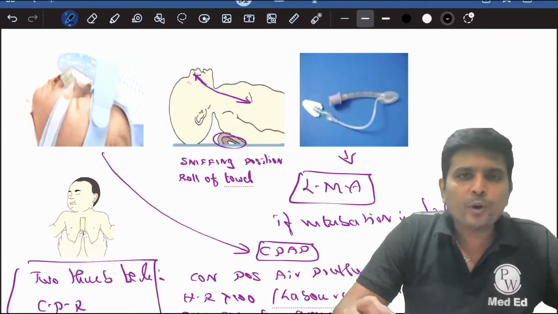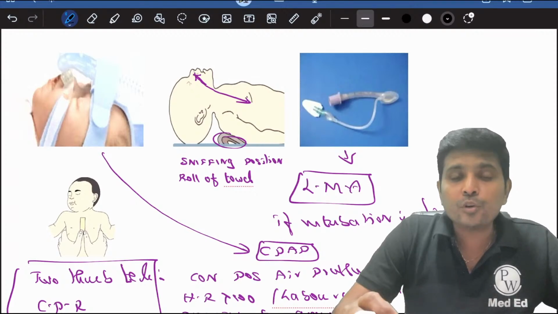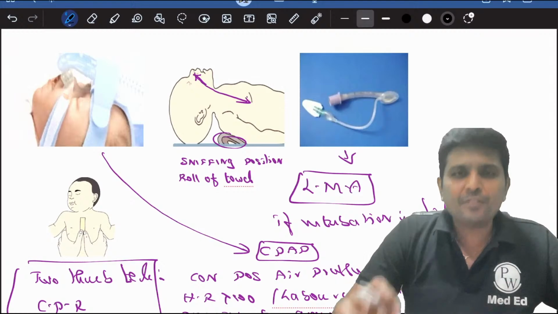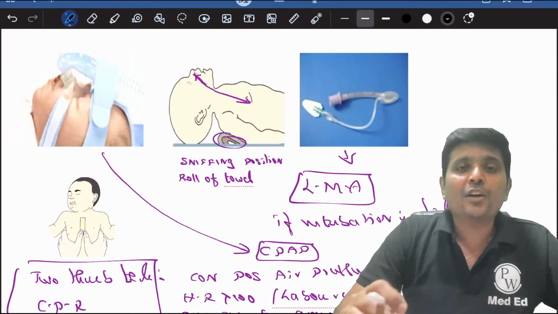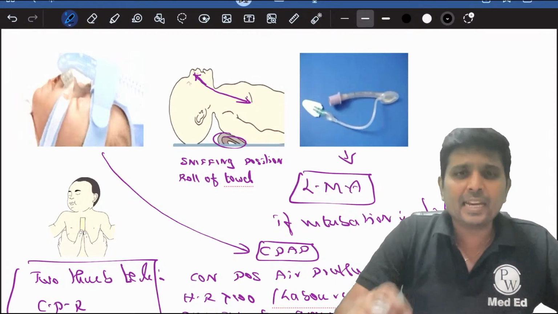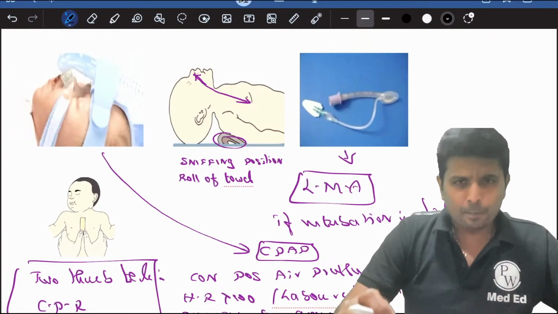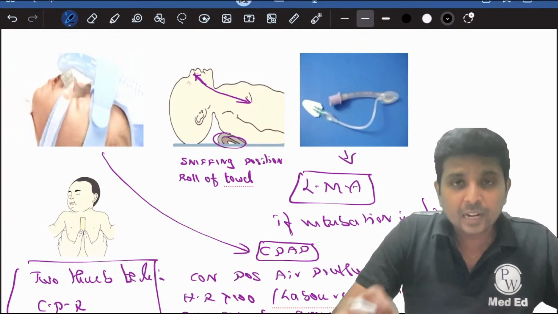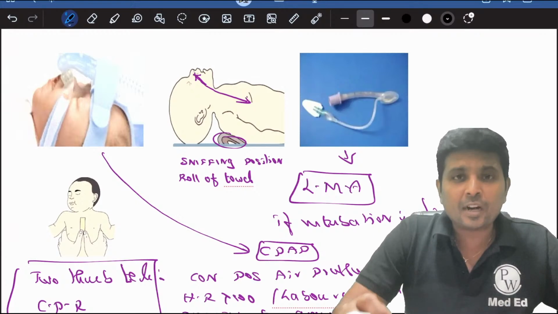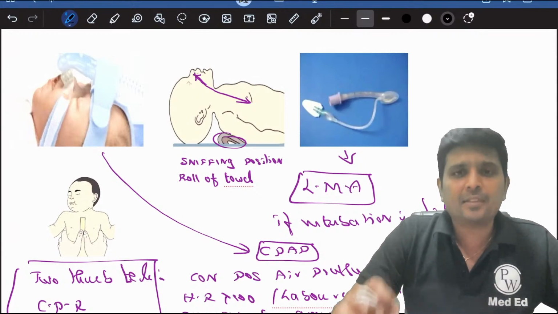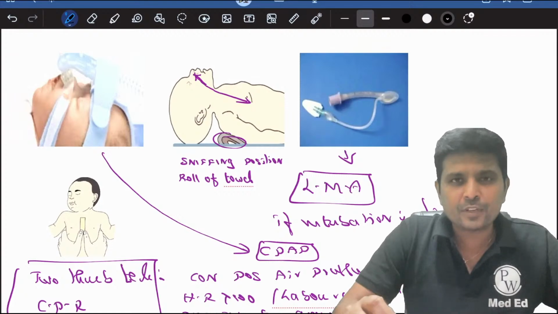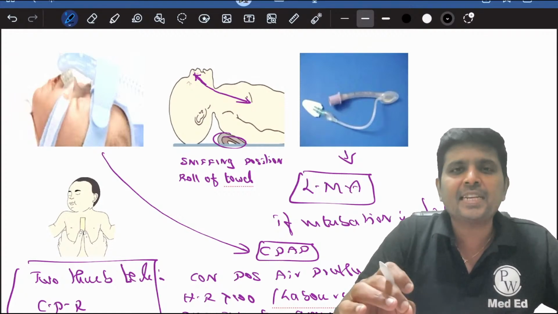Apart from that, you need to decide whether you are going to do delayed cord clamping or not. In case of a term baby crying after birth, delayed cord clamping is allowed. Whereas in case of birth asphyxia, you need to resuscitate the baby. Do not worry about the delayed cord clamping. So delayed cord clamping, that is clamping the cord 30 seconds to 1 minute after birth, is contraindicated in children with birth asphyxia, because in birth asphyxia you need to immediately start resuscitation of the baby.